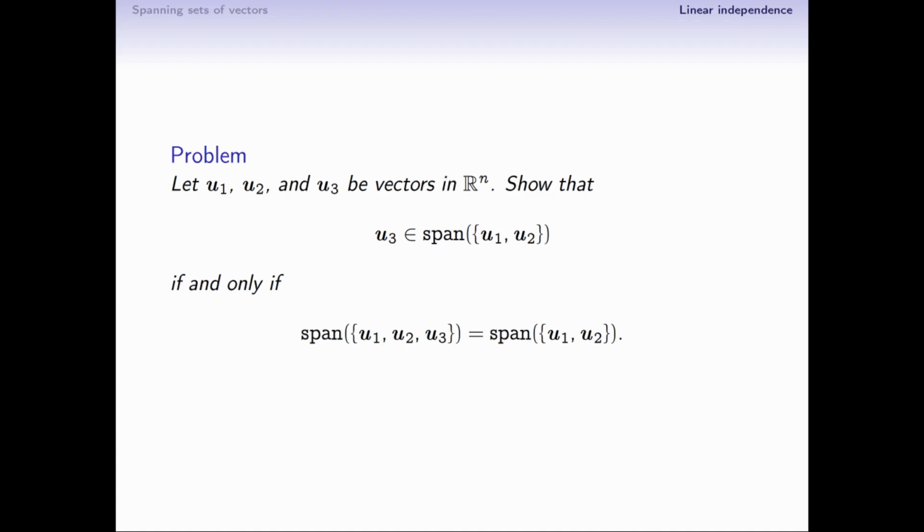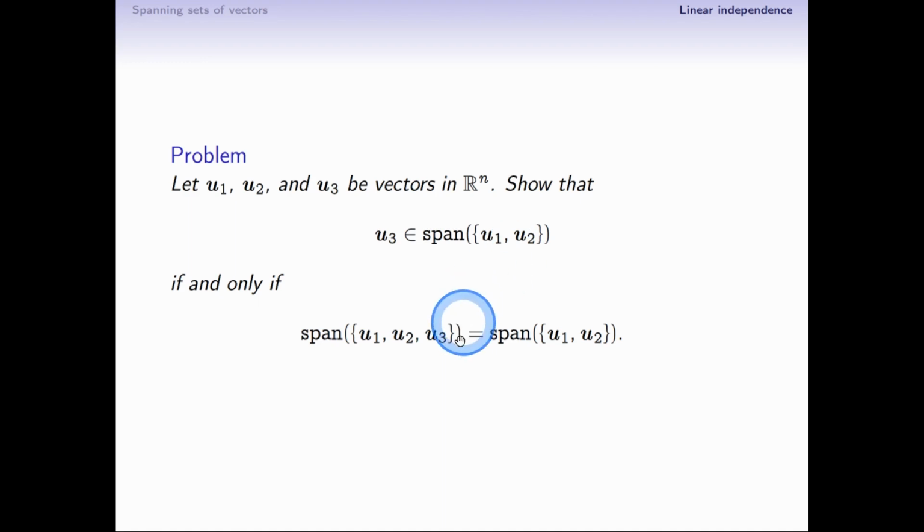Now let's see how this helps us answer our question. We know that if the span of u1, u2, and u3 is equal to the span of u1 and u2, in other words, if this is not a strictly larger set, then the condition must be that u3 is already in the span of u1 and u2.